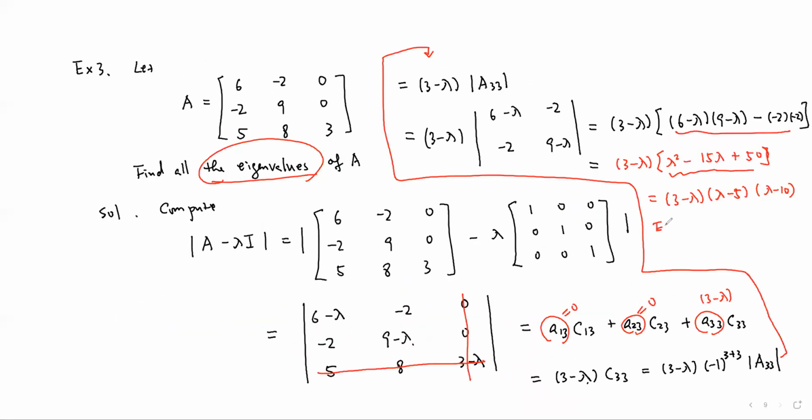Therefore, eigenvalues make this polynomial 0. Number 3 makes this guy 0. 5 and 10. So 3, 5, 10 are all the eigenvalues of this matrix. Done.